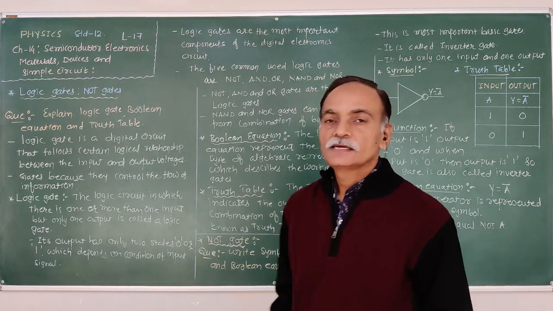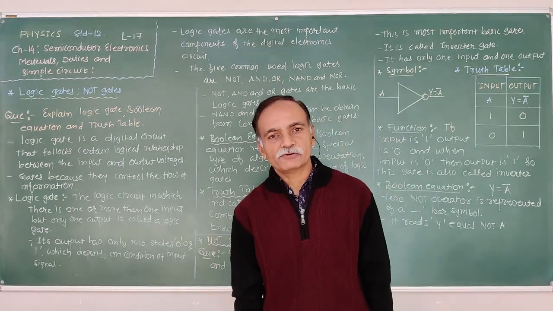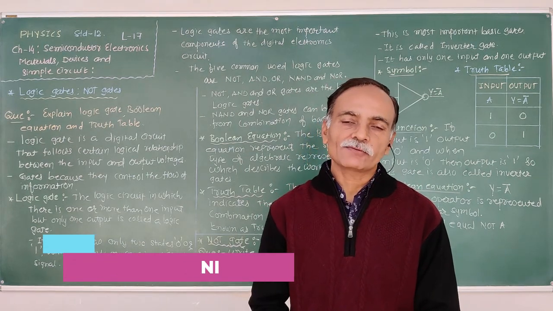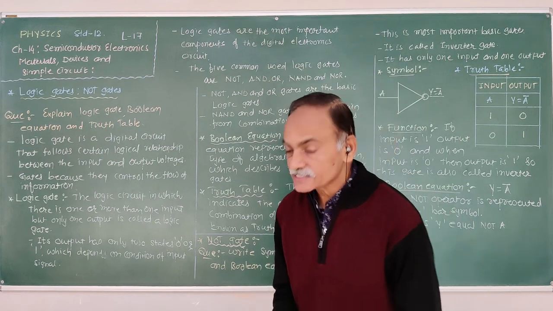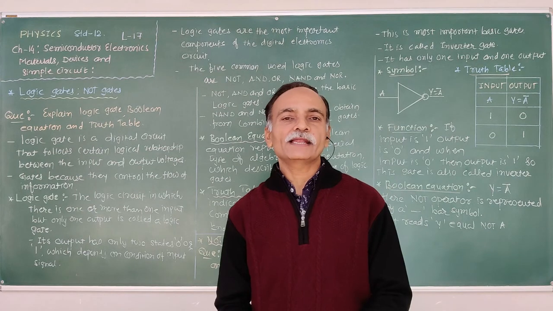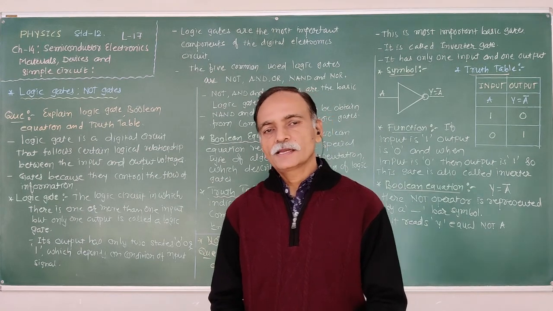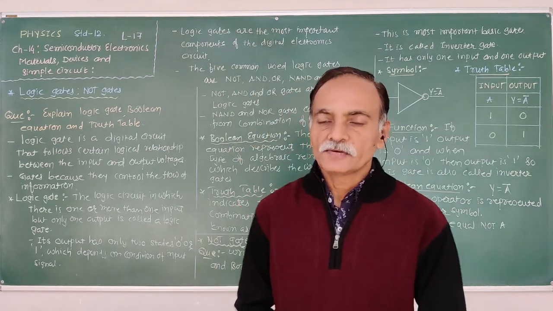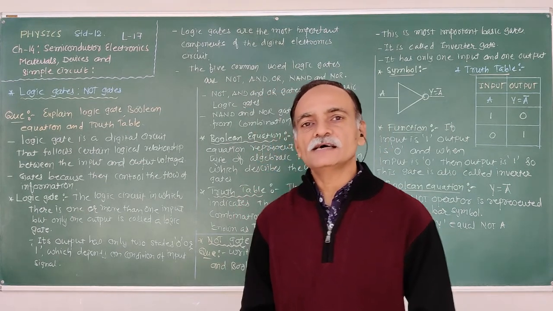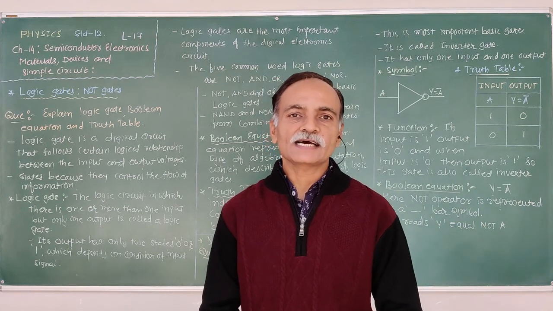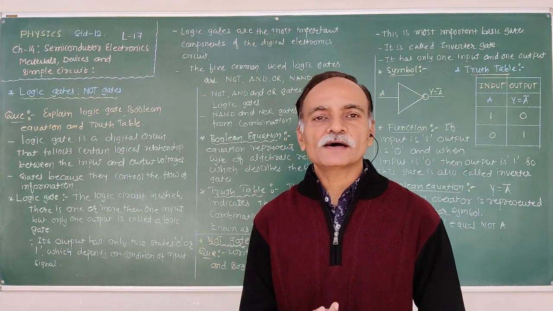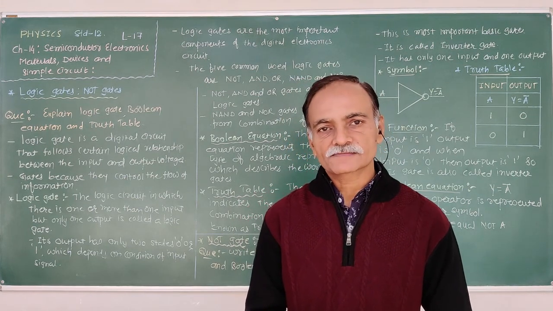Good morning friends. In chapter 14, semiconductor electronics, we discussed the difference between analog signal and digital signal, and also the different types of logic system, positive logic system and negative logic system. Today in this lecture we discuss what a logic gate is, which gates are basic gates, and which gates are prepared from the combination of the basic gates, right?